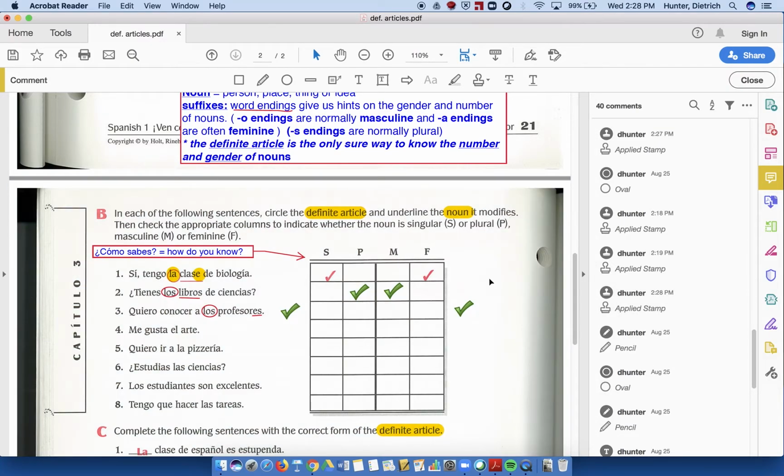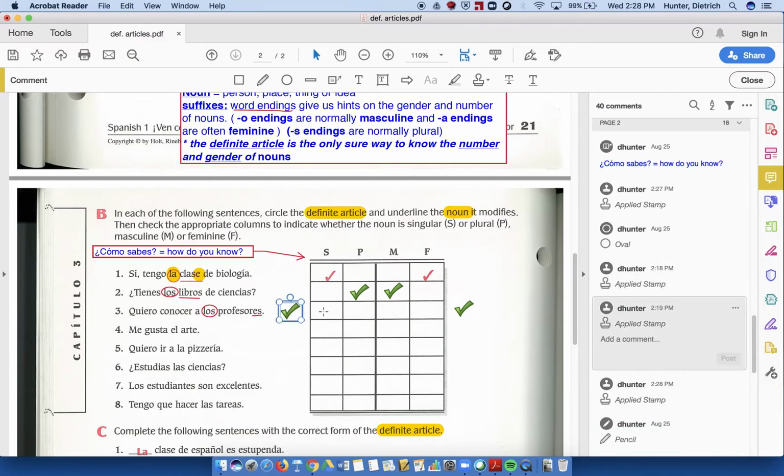Go ahead and take 10 seconds, try the next one on your own. Quiero conocer a los profesores. Maybe try saying it once before you check the correct box. Quiero conocer a los profesores. About 5 more seconds there. Check the correct box based on its number, singular or plural, and gender, masculine or feminine. And using the suffix, the word ending, to help you.